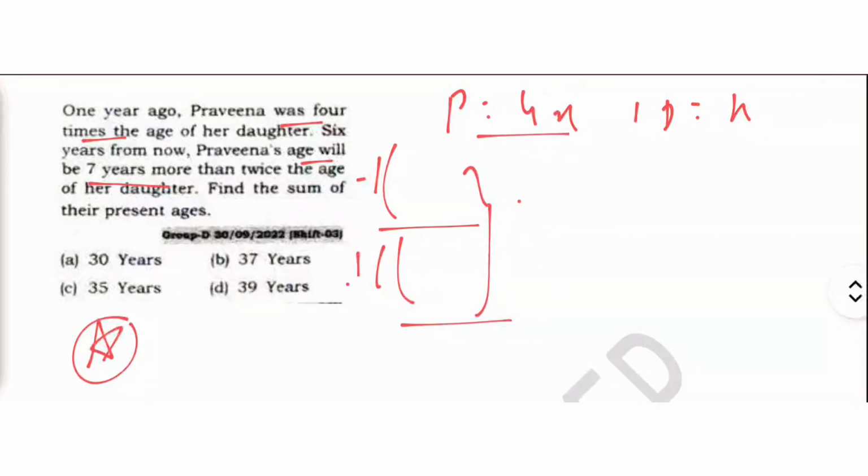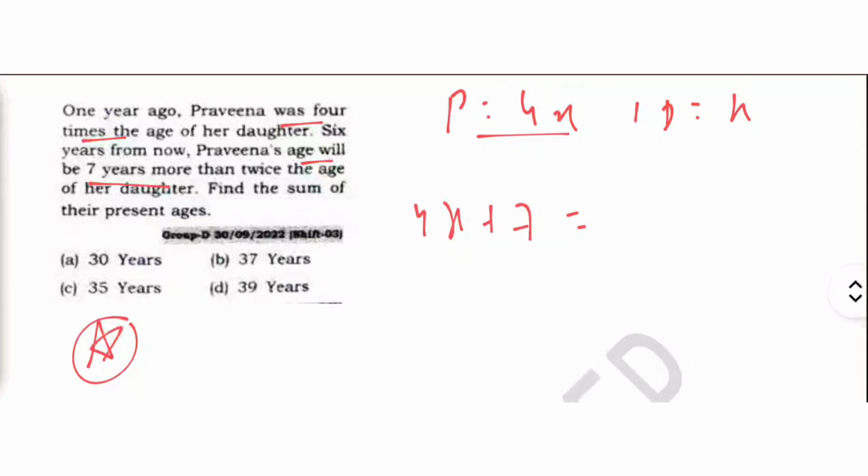So what is the gap between this? 7 years. So actually the difference is of 7 years. So Pravina's age will be what? 4x plus 7, which will be twice the 7. Okay, so Pravina's age will be 7 years more than twice the age of her daughter.